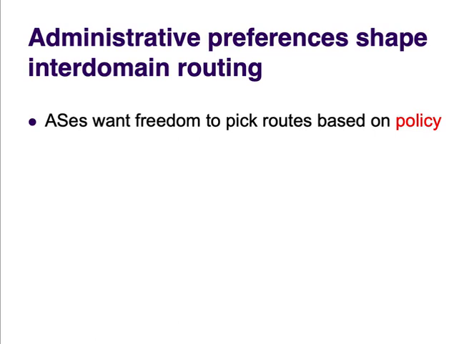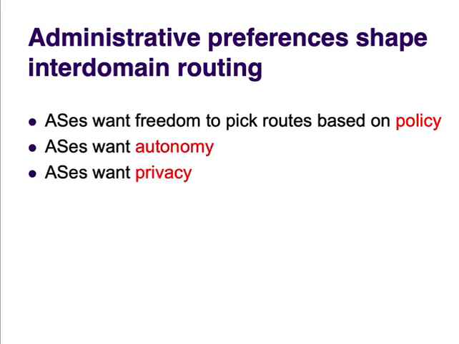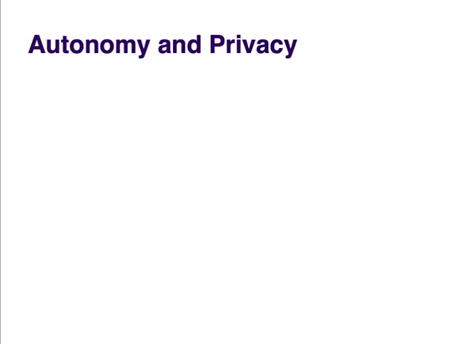The key thing here now, we want ASs to have the freedom to pick these routes based on their policy. They have to be able to do this with two properties. One is autonomy, and the other one is privacy. So let's talk about what those mean.